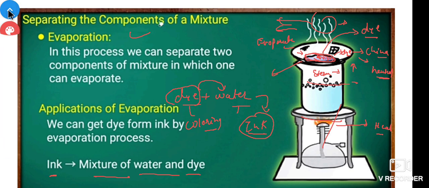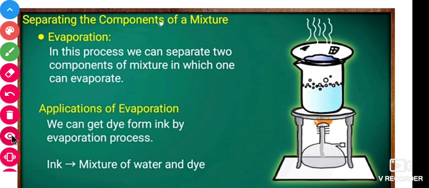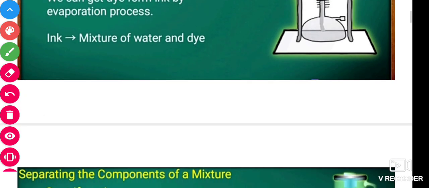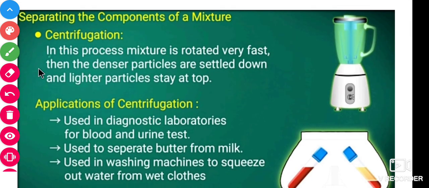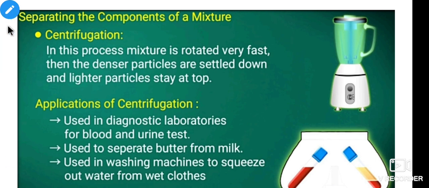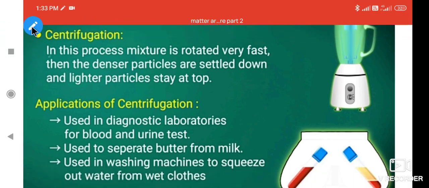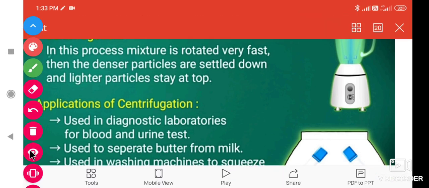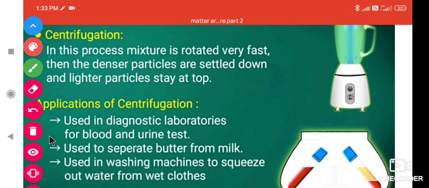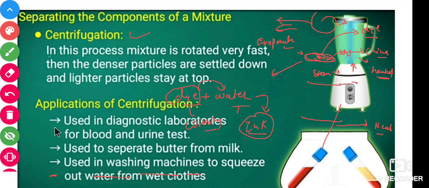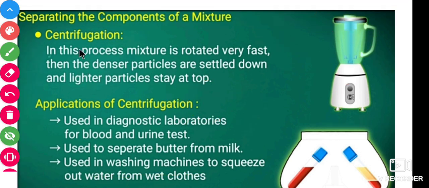And another topic, another separation method. Different kinds of mixtures are present in our day-to-day life. In this kind of mixture we will use many different kinds of techniques to separate one substance from another. Another separation technique is called centrifugation.